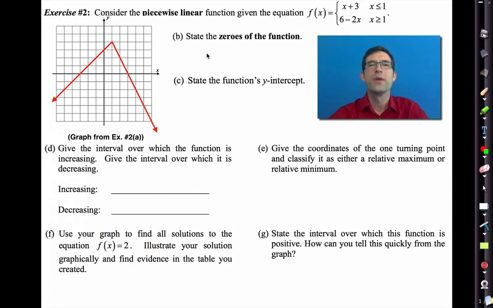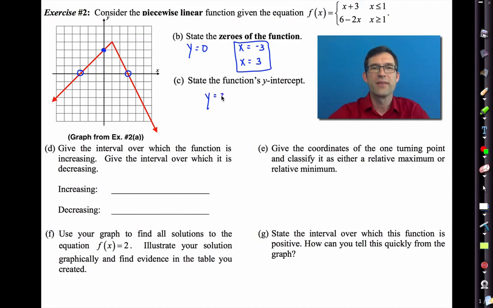All right, let's go through them. Remember, the zeros of the function are the places where y is equal to 0. That's right here and right here. That happens to be x equals negative 3 and x equals positive 3. All right, there are our zeros. The function's y-intercept, that isn't too bad. Wow, I have a lot of 3's here, don't I? I'm a big fan of 3 in this problem. Y equals 3.